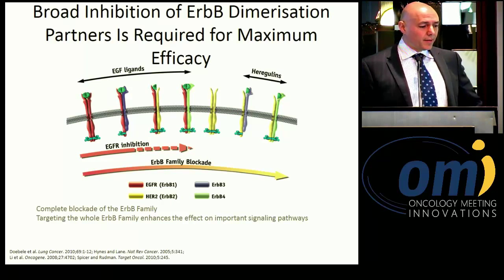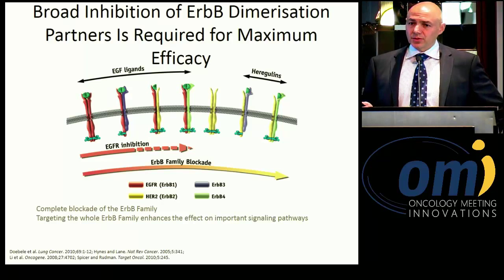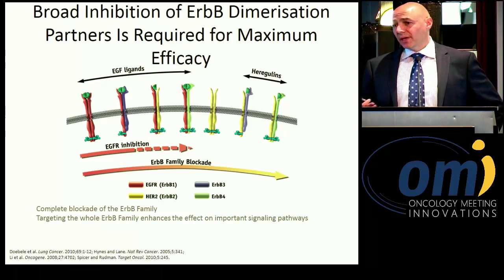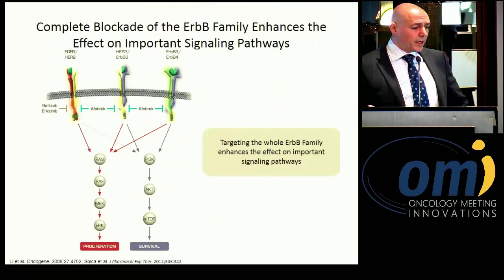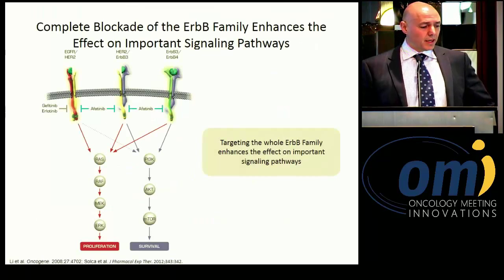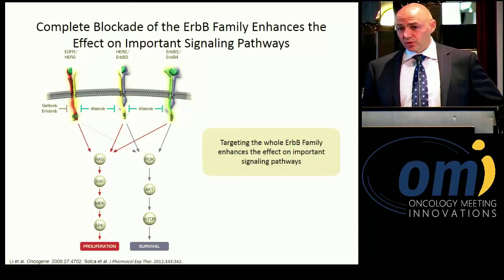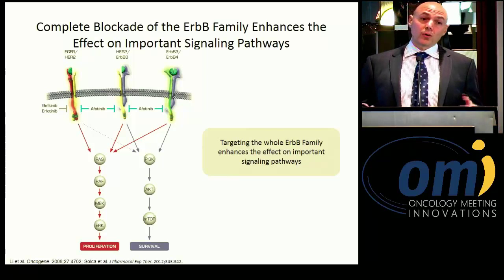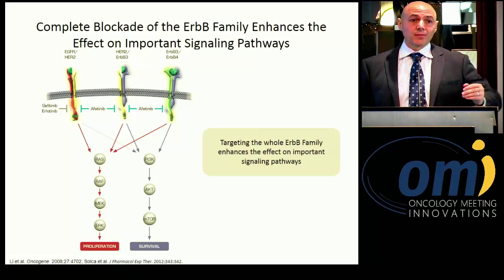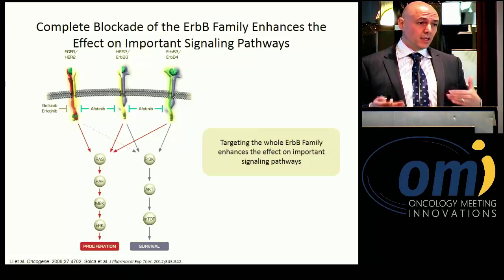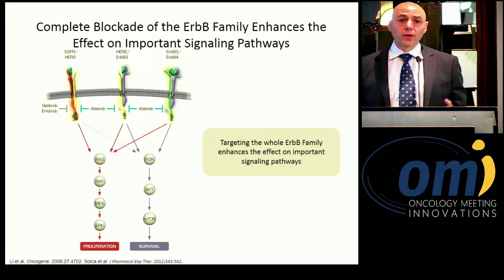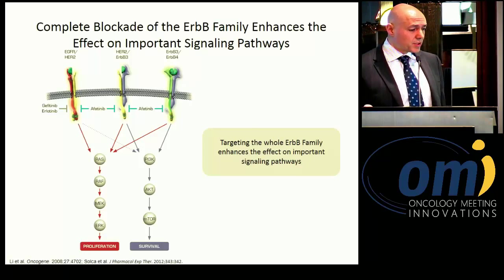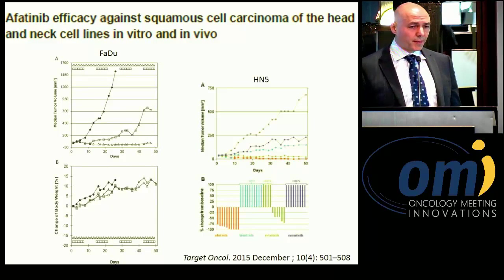We know that there's a broad array of dimerization partners, and that dimerization actually may lead to different downstream signaling depending on the partnership. And then, of course, afatinib does inhibit irreversibly de facto all four members of this family, because by inhibiting the tyrosine kinase domains of ERB1, ERB2, and ERB4, it also de facto inhibits ERB3 because of what I just said about its dimerization requirement.